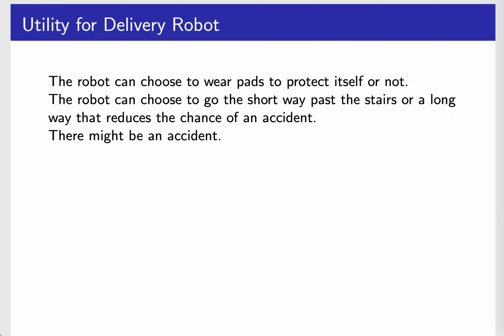As an example, suppose you have a robot that can wander around the lab or an area of corridors where there are stairs. It can choose to wear pads to protect itself or not. If it's wearing pads and has an accident, then it's going to be better off than if it didn't. But wearing pads adds extra weight, and so it uses more power. The robot can also choose to go the short way past the stairs or the long way that reduces the chance of an accident. You can take risks, and there might be an accident. This is not under the control of the agent. So there's a probability of having an accident, and this probability depends on whether it goes the short way or the long way.